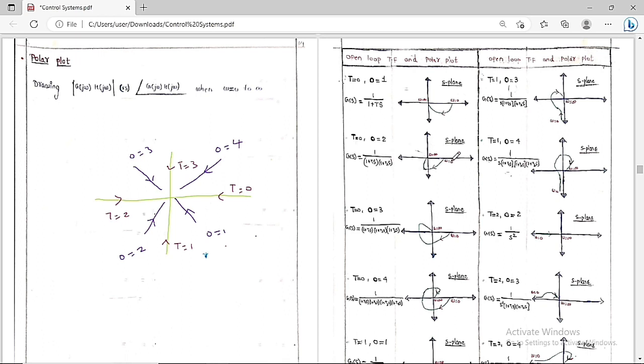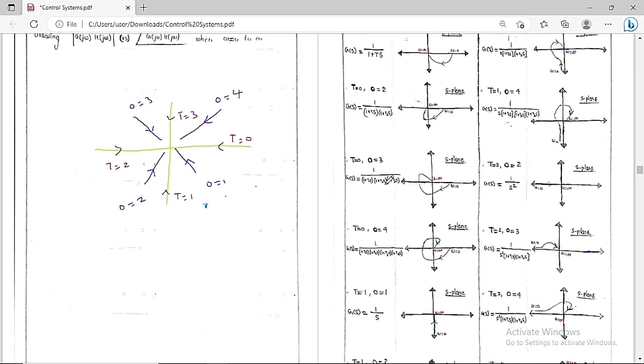So now if you want to know what is the polar plot in this plane, then you can simply go for this picture. You can see clearly that the type is equal to 0. It is going to start from here, and order is equal to 2 means finally it will end here. So it will come like this and finally it will end here. Same thing: it will start from here and end here, omega is equal to 0 to omega is equal to infinity.